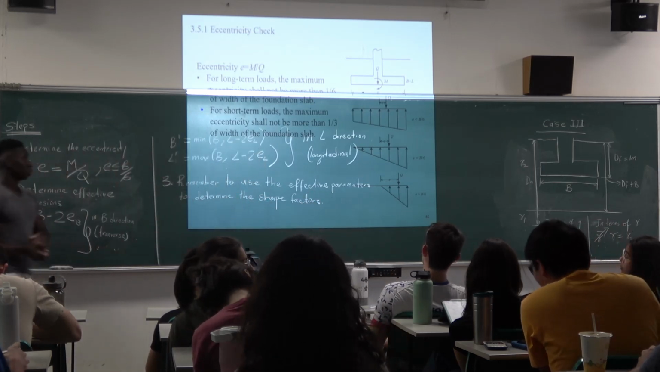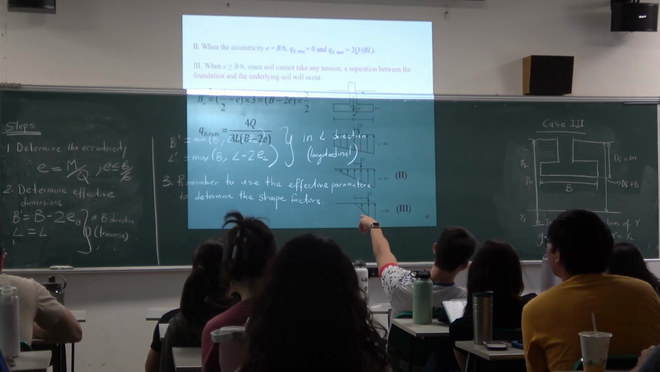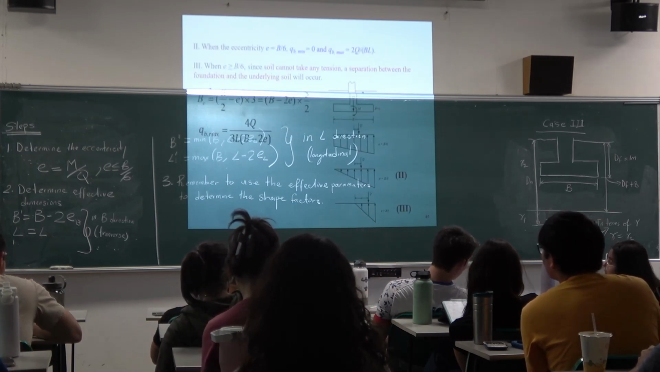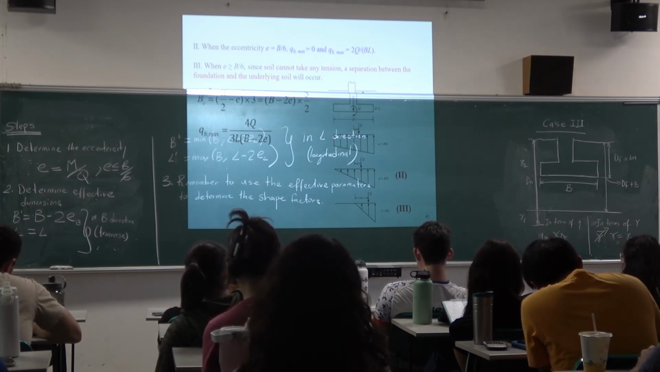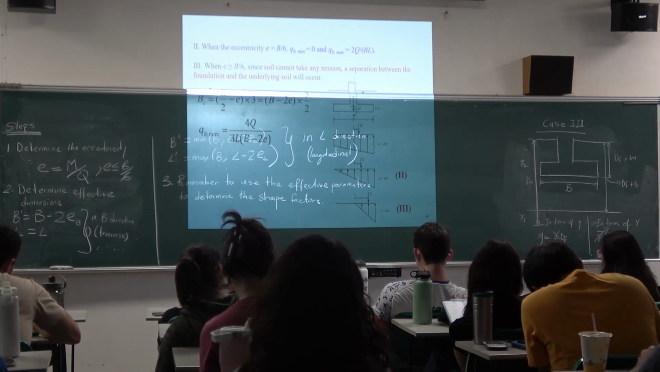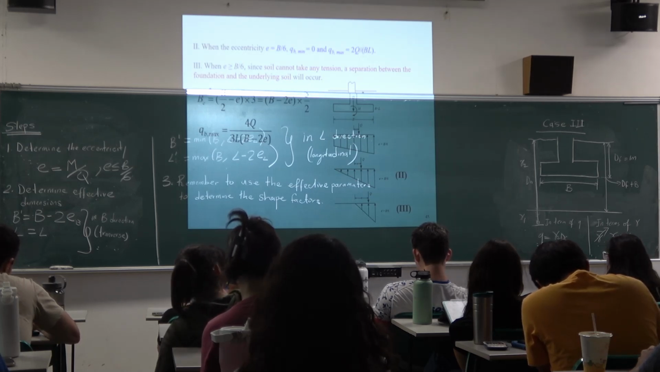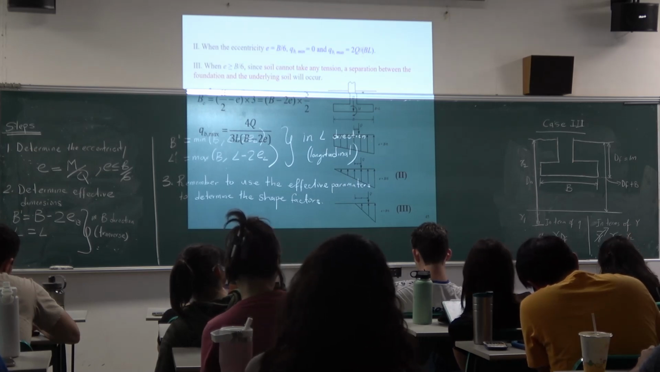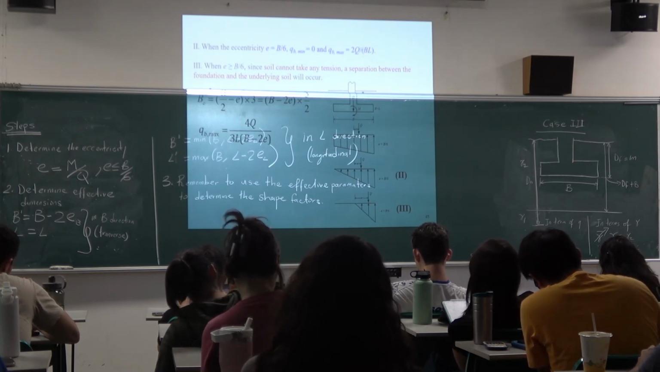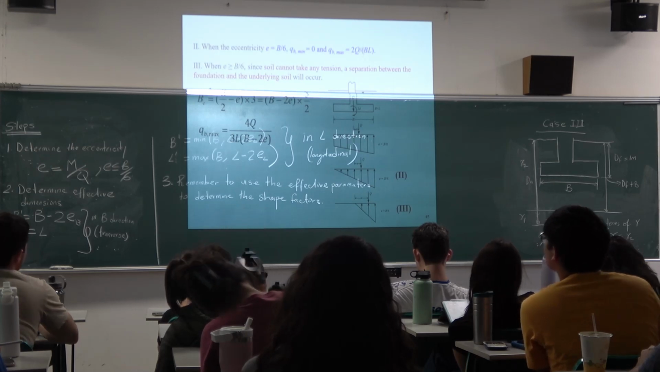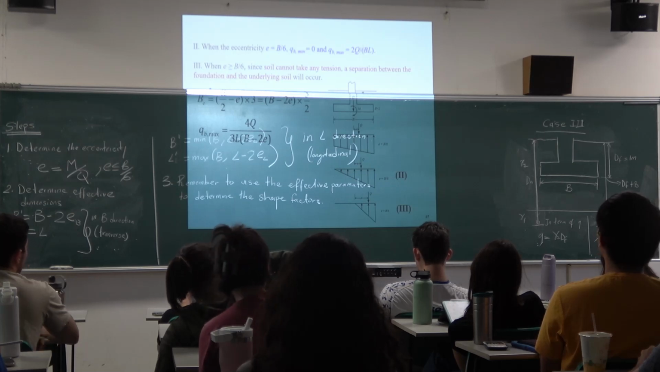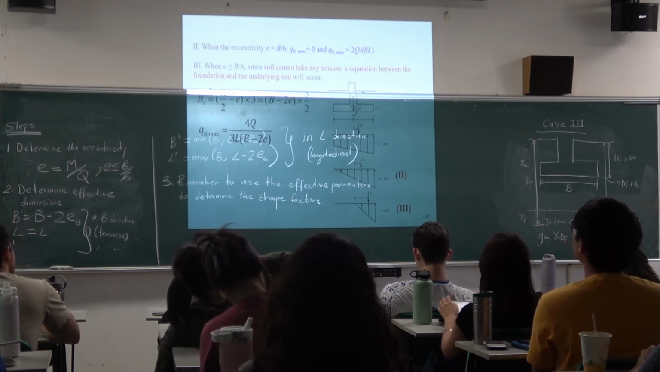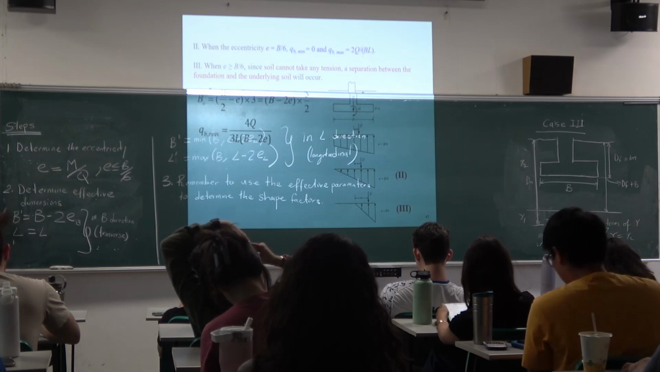Okay, so the third step is that you have to remember to use the effective parameters to determine the shape factors. When you are finding the shape factors, you need to use the width and the length to substitute into those equations. So you need to remember to use the effective dimensions. The effective shape factors are the ones you determine from here.